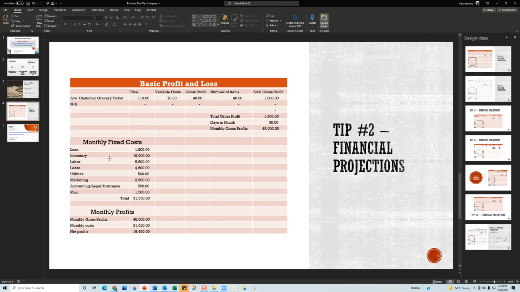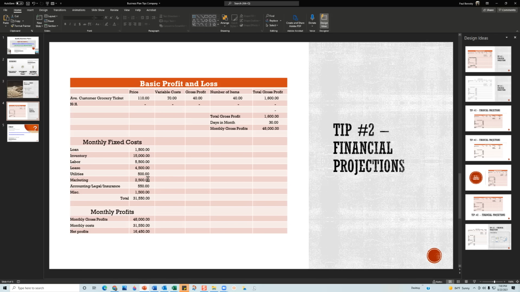The next thing we need to come up with is our monthly fixed cost. In this example, we're going to say we have a loan payment of $1,500, inventory of $15,000 that we've got to replenish monthly. Labor is $5,500, lease $4,500. We have some utilities for about $500.